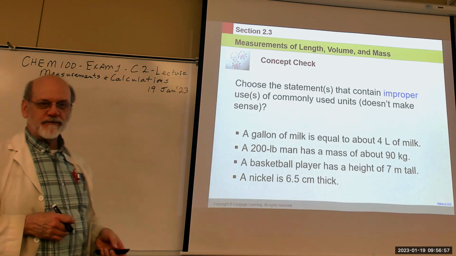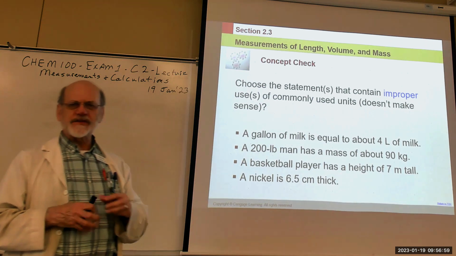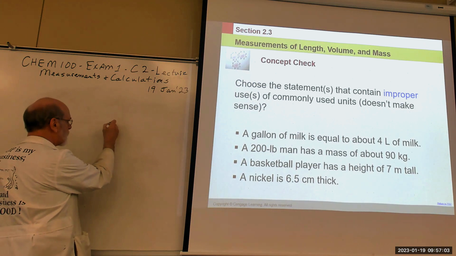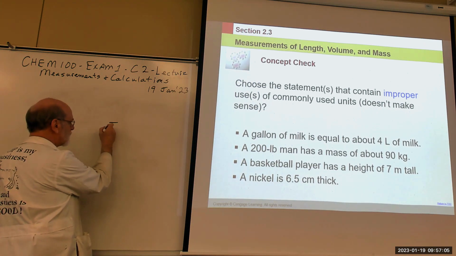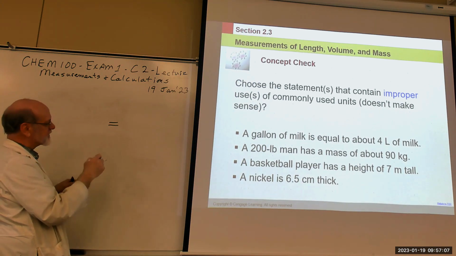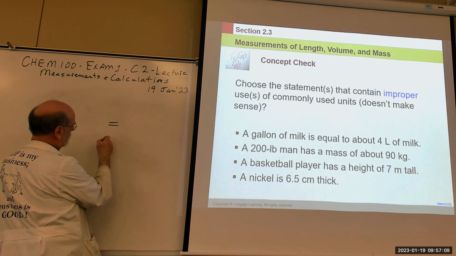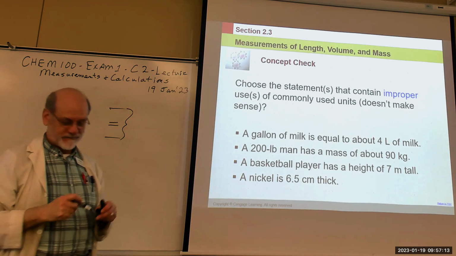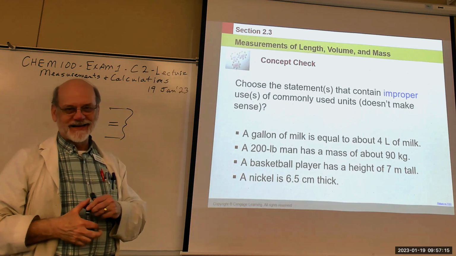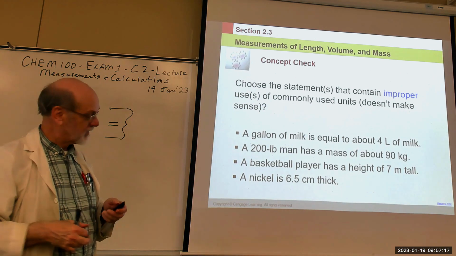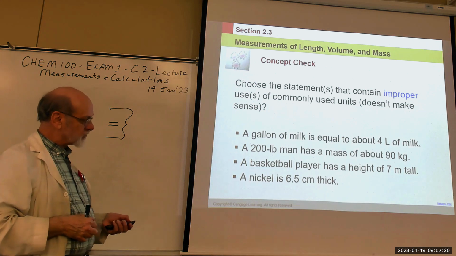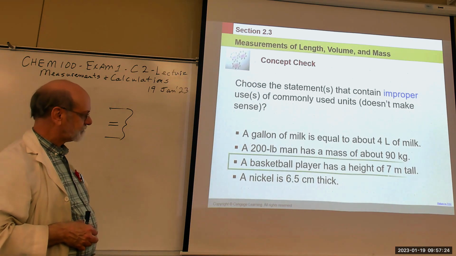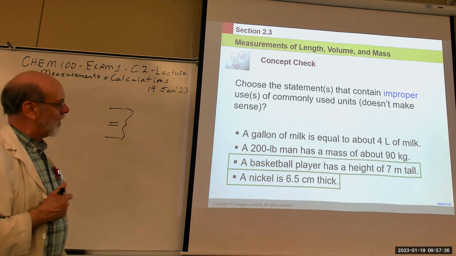A nickel is 6.5 centimeters thick. What's a centimeter? Well, a centimeter is about like this, from here to maybe here. 6.5 of those would be like here to here, right? So is that our nickel? No. That doesn't make any sense at all. Those are counterintuitive, right? Those are wrong.